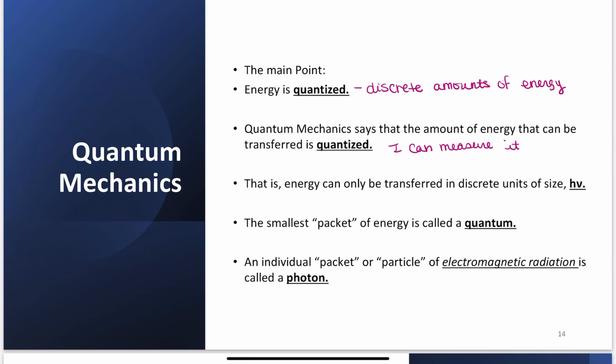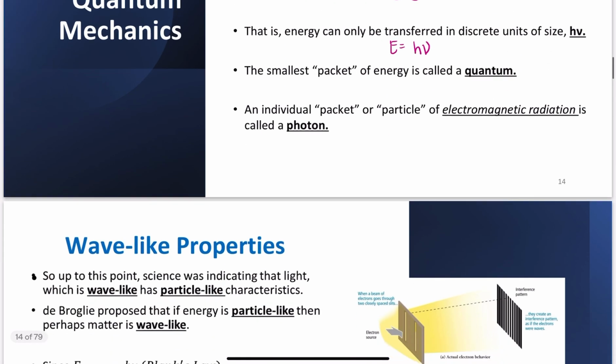Therefore, energy can only be transferred in discrete units of size, which are h nu, our Planck's constant times our frequency. So the energy transferred is directly proportional to our frequency. The smallest packet of energy is called a quantum, and an individual packet or particle of electromagnetic radiation is called a photon.